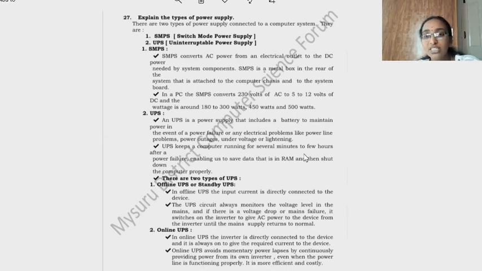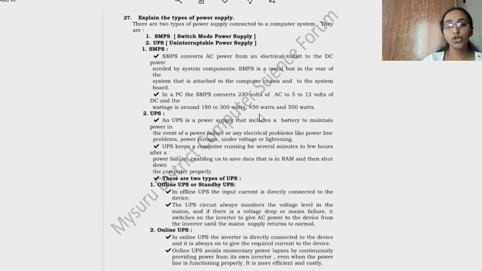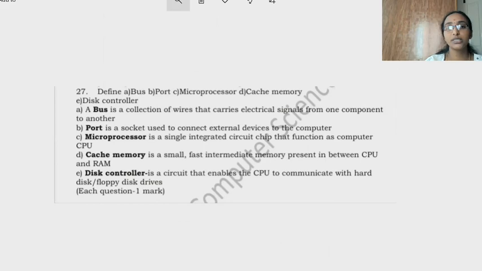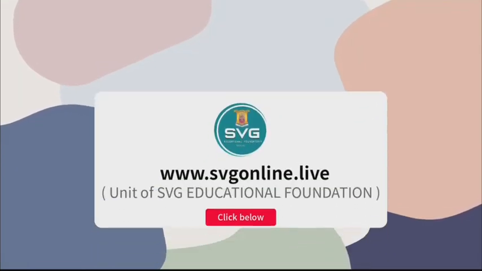The advantage of this is that it is less expensive. The disadvantage is that it requires user interaction. In offline, we need user interaction to operate. So this is one of the disadvantages of the offline UPS. So these are the important questions that are going to occur in your main exam.